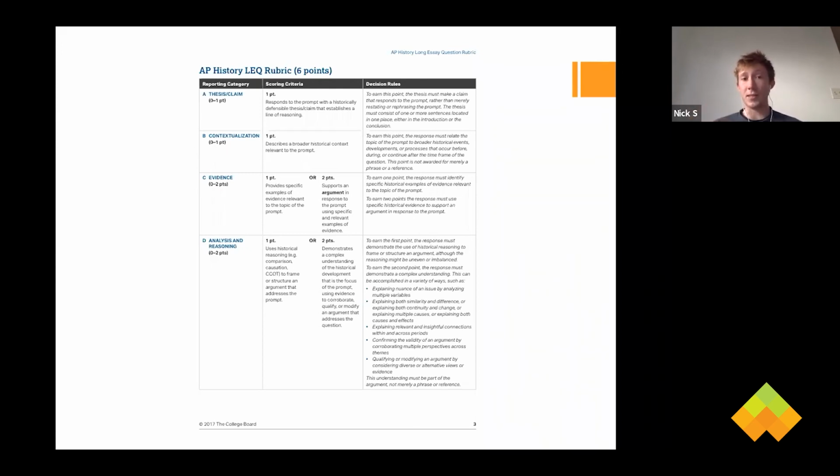The only difference is that you don't have the numbers of documents. You don't get points for bringing in outside evidence because it's all outside evidence.